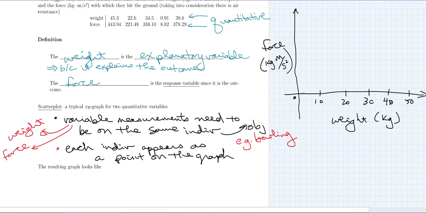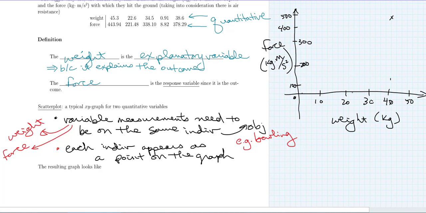Alright, in force, the minimum force looks to be about 8. So I will have a minimum of 10. And the maximum force is 443. Actually, I'm going to make this a 100, and then 200, and then 300, and 400, and then 500. Alright, so we want to plot each of these. So 45.3, we find where that is. It's approximately here. We go up to 443. Okay? So then our first data point would be up here.